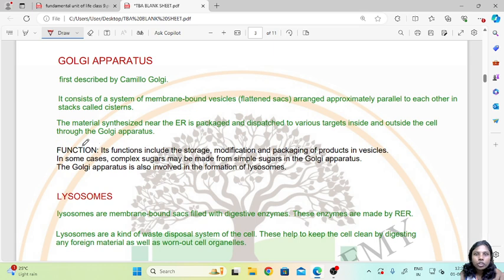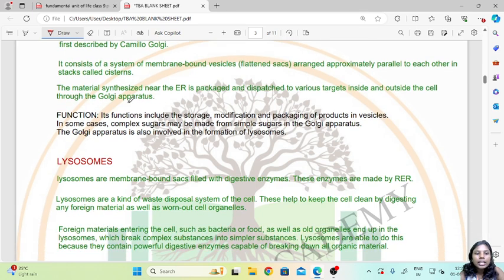Now what is the function of this Golgi apparatus? Its functions include the storage, modification and packaging of products in vesicles. In some cases, complex sugars may be made from simple sugars in the Golgi apparatus. So first is the storage, modification and packaging of products in the vesicles. Second is that some of the complex sugars are made from the simpler sugars present in the Golgi apparatus.